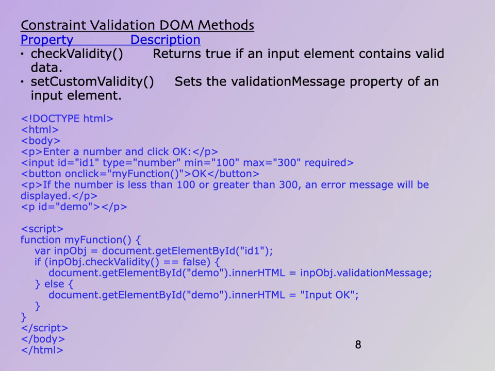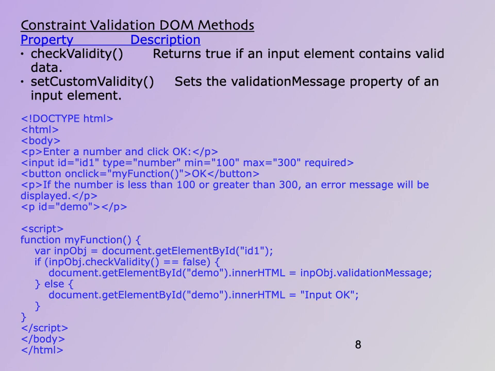The checkValidity method returns true if an input element contains valid data. So the validity will be checked by the checkValidity method. So it's a constraint validation using a DOM method. The checkValidity method is used over here. document.getElementById("demo").innerHTML is equal to inpObj.validationMessage. The validationMessage is a predefined one, so that particular message will be displayed when an error condition is raised, else the input is okay.